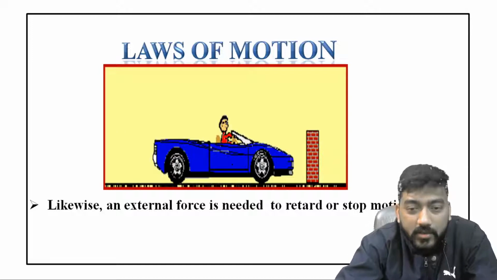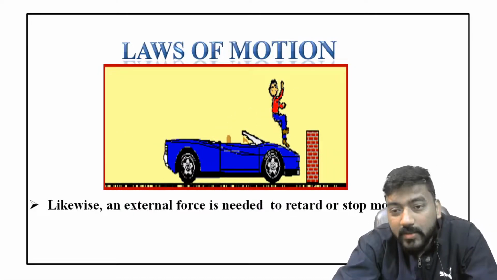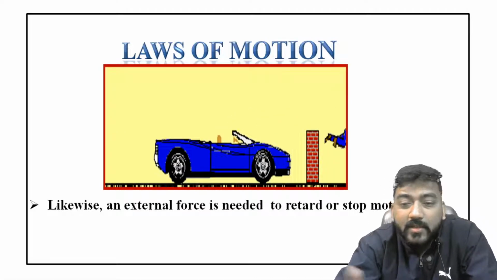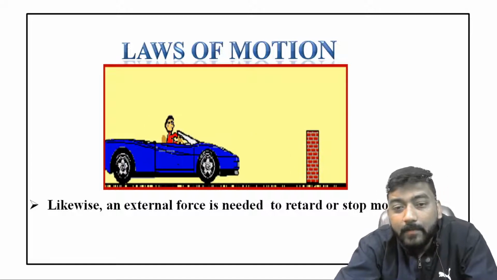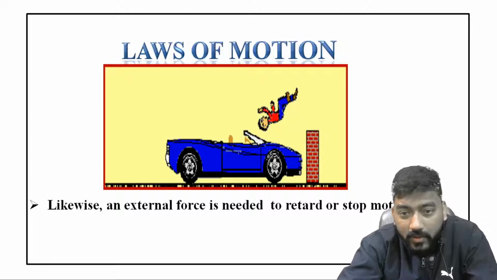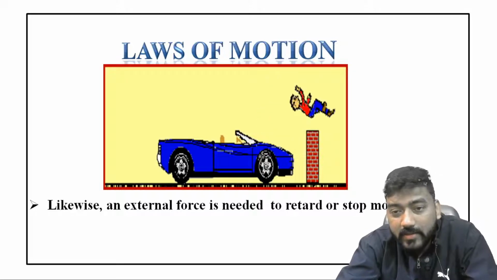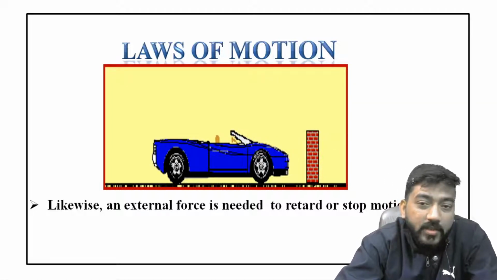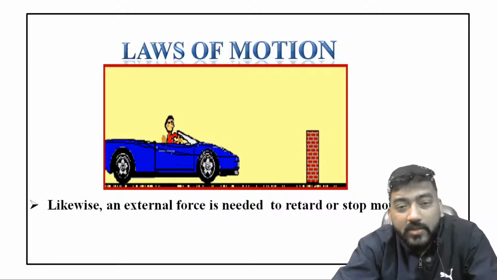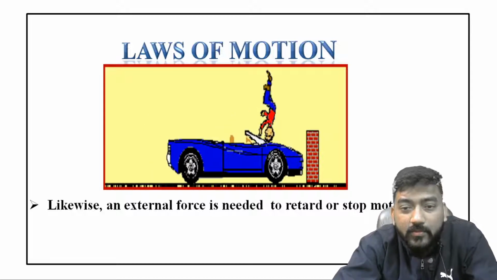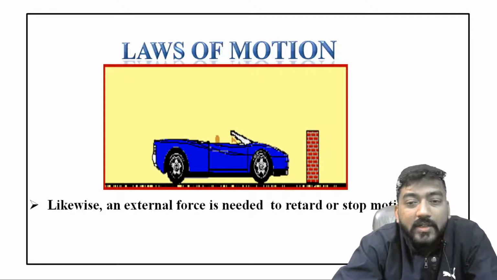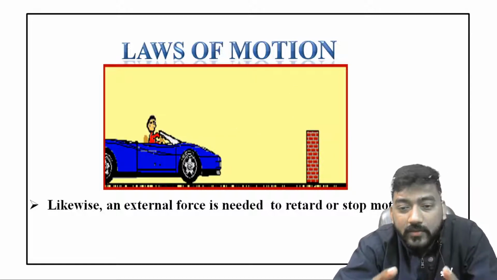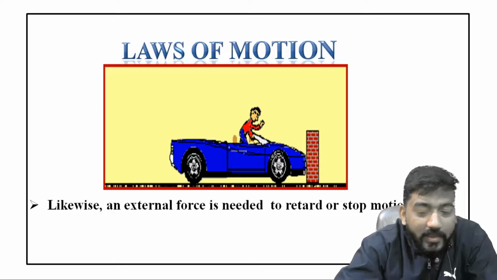The car will be stopped when it faces some external agent, some external force that wants to stop this car. And the driver who is in the car, you can see his motion, but this motion we'll discuss later on by using inertia. But here if you just concentrate on the car, then you can see that the motion of the car is suddenly stopped when it faces a wall or barrier like this.